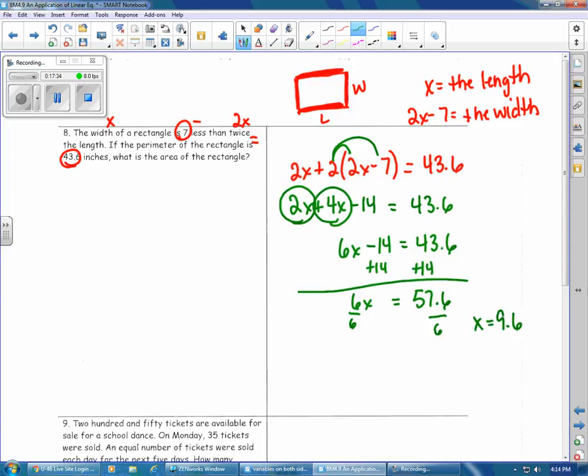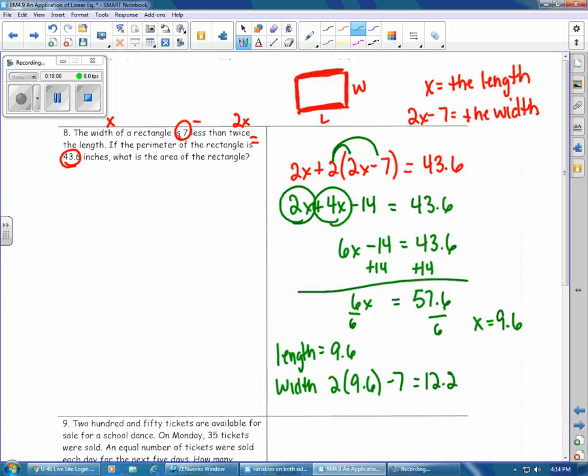So if that is our length, I need to figure out what the width is. So the length is 9.6. The length, oh, I'm sorry, that's the length, the width. So now I need to take 2 times the quantity 9.6 minus 7.